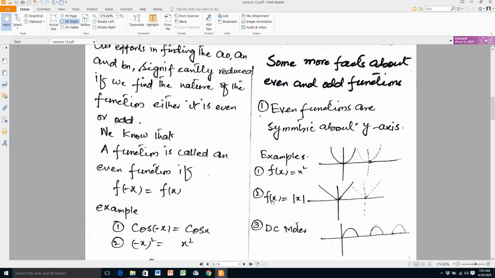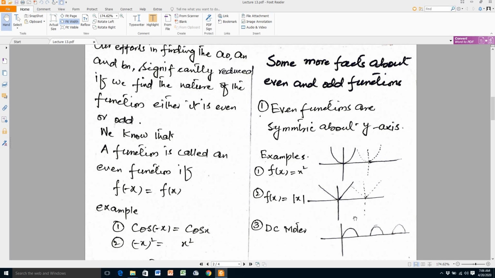Another function is f of x is equal to mod x, and you know that it is an even function. If I substitute negative x in place of x, negative x mod is equal to positive x, which is mod of x, and the graph of this function is in this way. If you take more and more points on this line, you get the same type of graph at different points.